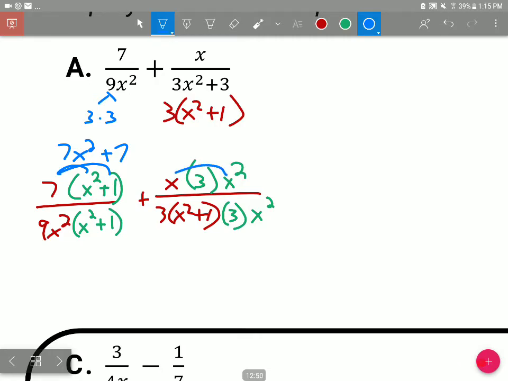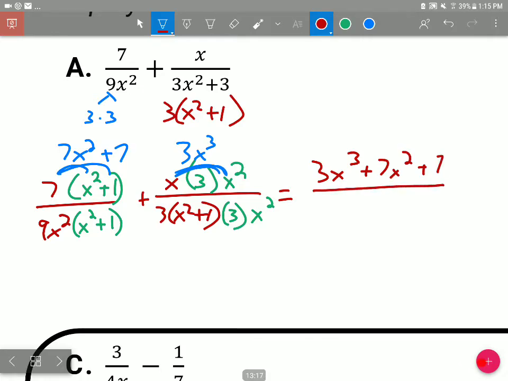Then the right side, it's all multiplication. So what's x times x squared? X times x squared would be x to the third. Times 3 would be 3x cubed. So I just multiplied out the top, and I'll bring it together. I have a 3x cubed, I have a 7x squared, and I have a 7. All divided by 9x squared, x squared plus 1.